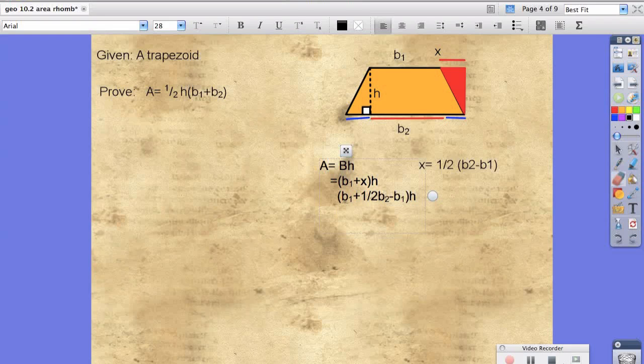Now when we simplify this, we get 1/2 base sub 1 plus 1/2 base sub 2 times the height. And when we simplify this further, we get 1/2 the height times base sub 1 plus base sub 2 because we factored out the half. And that's how we find the area of a trapezoid. So we take 1/2, multiply that to the height, times the sum of base 1 plus base 2.